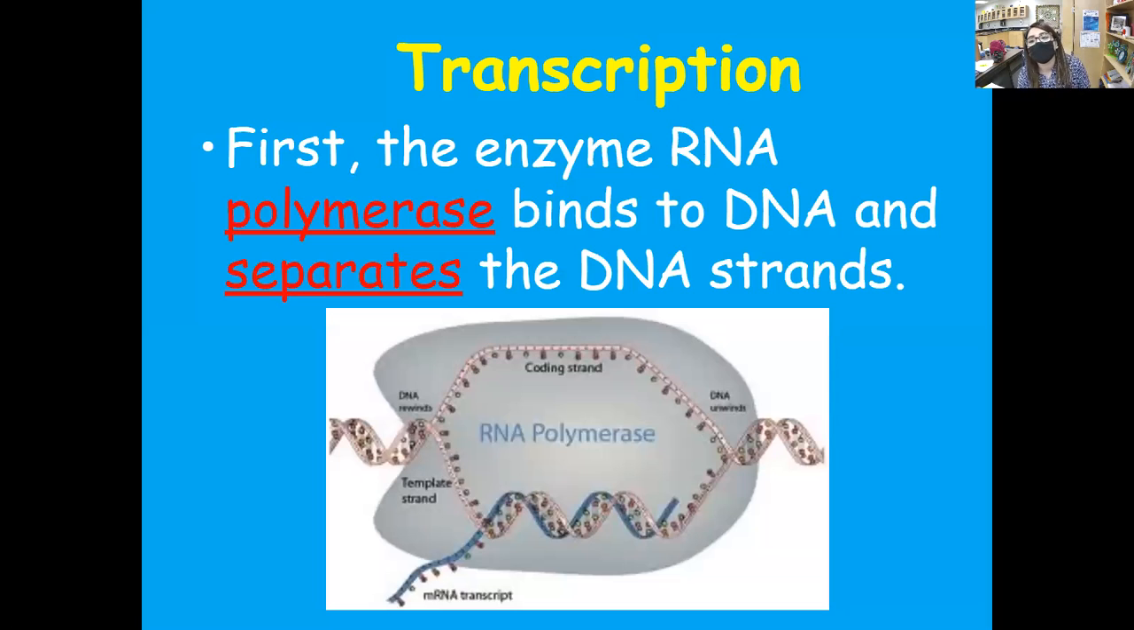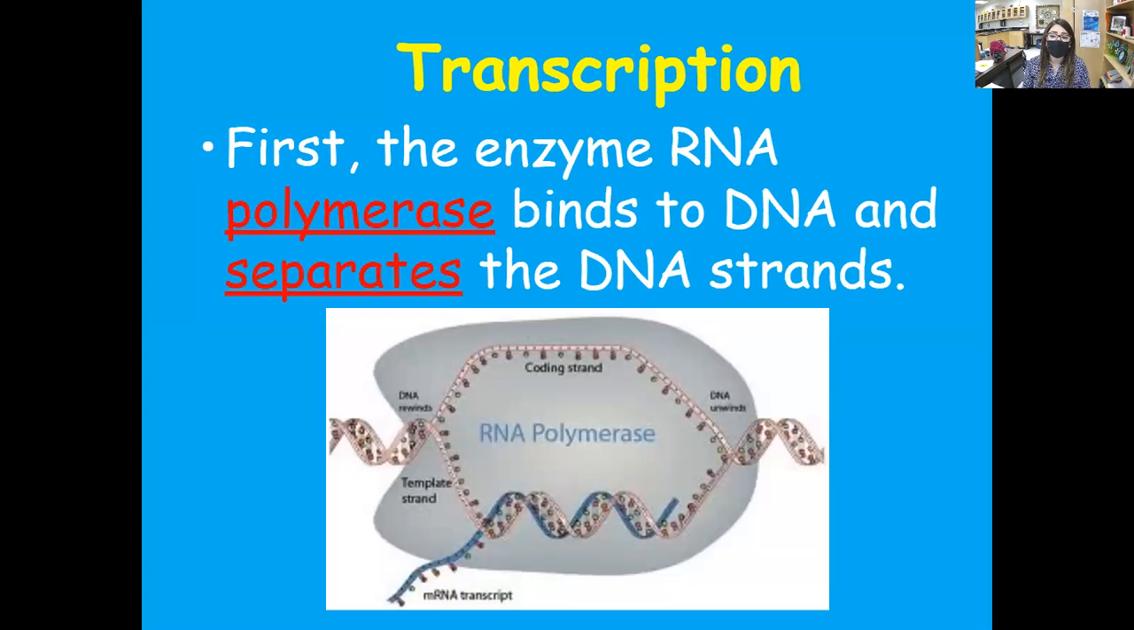Now, mRNA can't go at this alone. It needs the help of an enzyme called RNA polymerase. The idea is that RNA polymerase is kind of like the muscle. It goes in there and it splits. So my DNA is a twisted ladder, right? It goes in and it splits the twisted ladder.